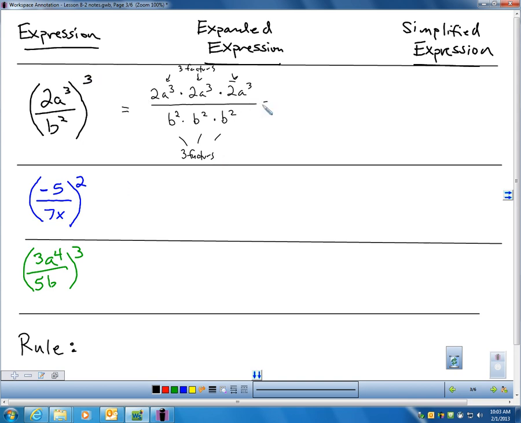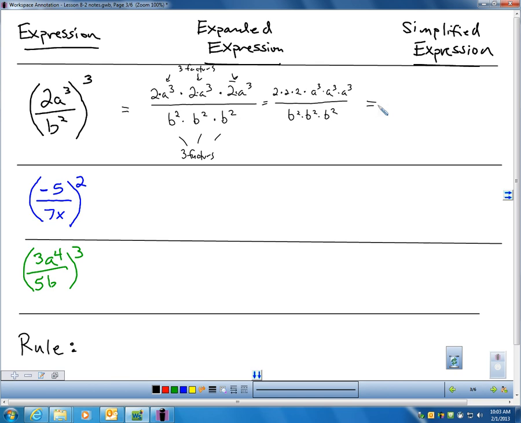Okay? Now, let me simplify this expression up here and rearrange. Since I'm multiplying all these together, I have 2 times 2 times 2, the three factors of 2. But I also have the a cubed, a cubed, a cubed. And in the denominator, I have b squared, b squared, b squared. I'll write those again. Okay, now I can use some of the properties I learned yesterday.